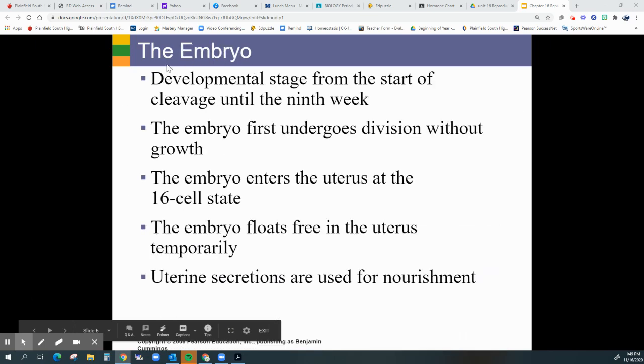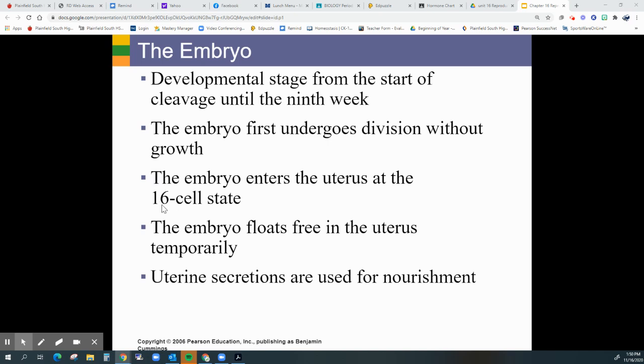All right. Once the cell reaches a certain stage, it's referred to then as an embryo. So once we make it to about the 9th week, right, that cell really starts to divide and then becomes what we refer to as an embryo. All right. So the embryo is the first division without growth. So it actually just doubles the number of cells. It just keeps doubling and doubling and doubling.